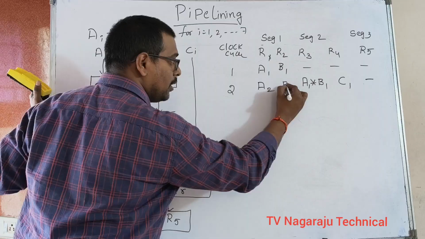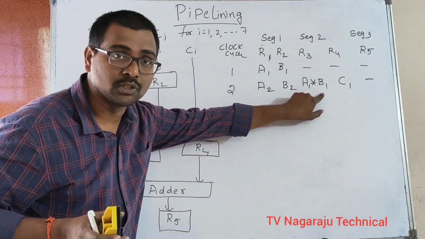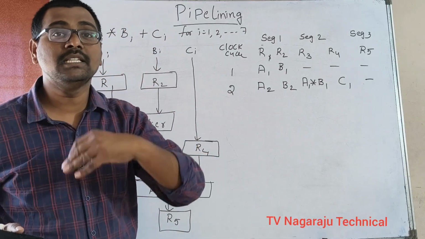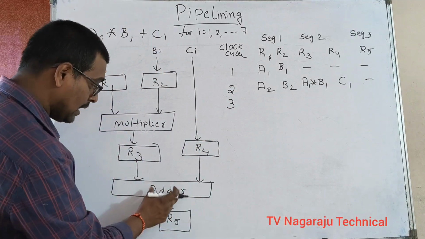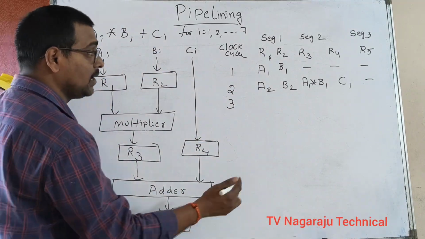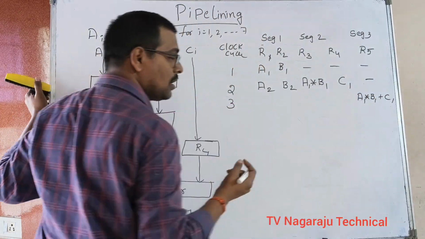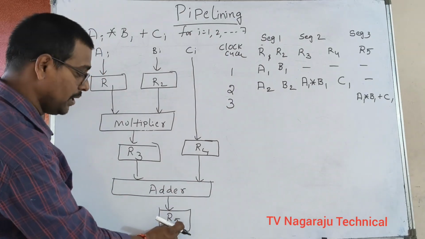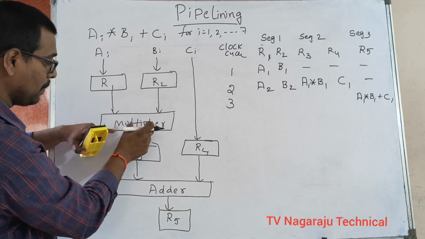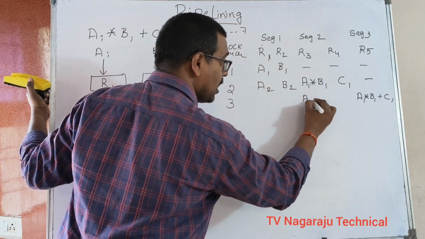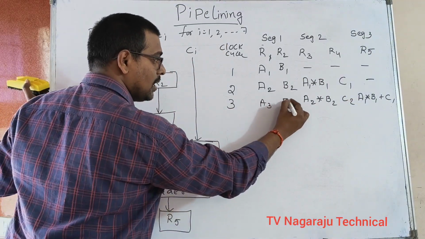Now A2, B2 are loaded. Now you understand parallel processing. The output of the first segment is moved to the next segment, and parallelly the first segment does some other task. Now if you understand, move to the third segment. Here the addition is also activated. A1 times B1 plus C1 is performed and the result is copied into R5. Now what about R3 and R4? The previous R1 and R2 moved to the multiplier, that is, to R3. So obviously A2 times B2 and here C2. Now this is A3, B3.